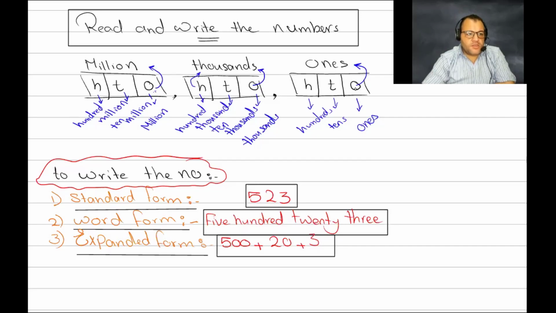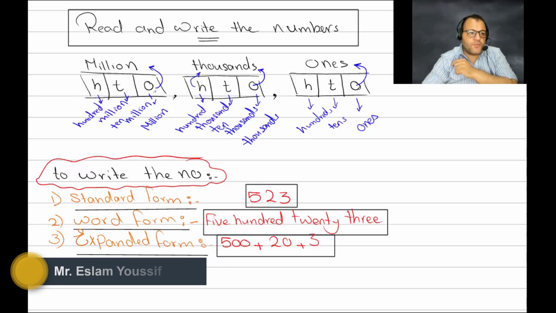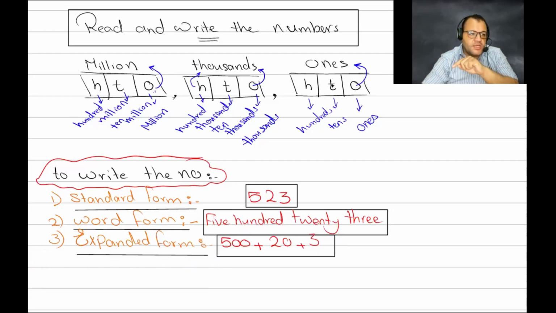So we have ones. Each period is formed from 3 digits. Each digit of them, in order from right to left, is called ones, the next one is tens, and the third one is hundreds. Ones, tens, and hundreds. Ones is the name of the period.